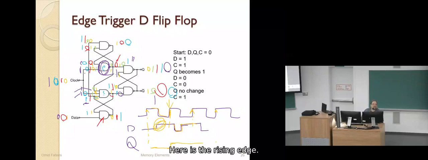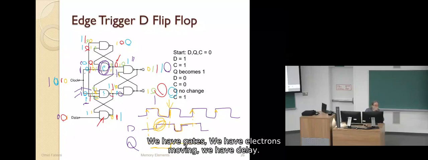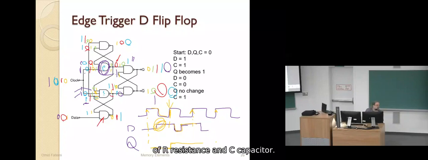Here is the rising edge. This is the timing value. Since we are here, I will tell you something which the slide is coming later. There is a timing, of course. Nothing is instantaneous. We have gates, we have electrons moving, so we have delay. I told you the delay is because of R, resistance, and C, capacitor. We have capacitance, we have resistance here. So we have delays. So if we have delays, nothing is instantaneous.